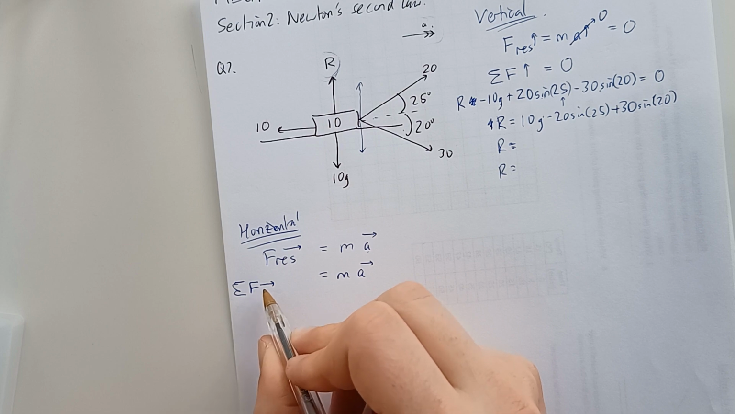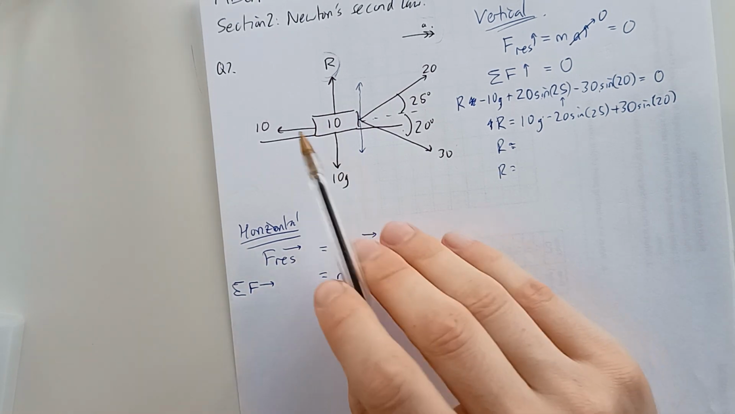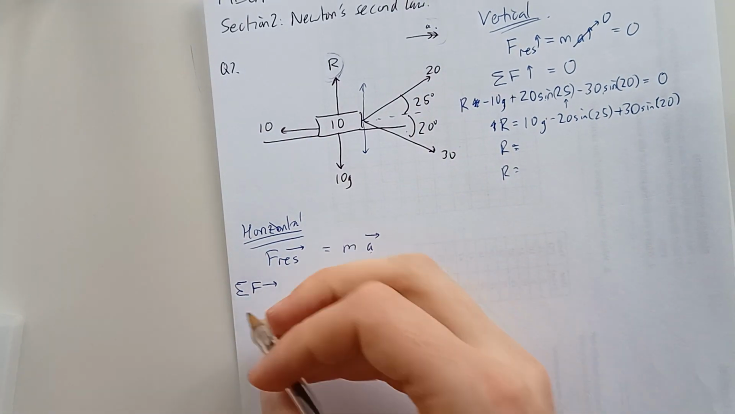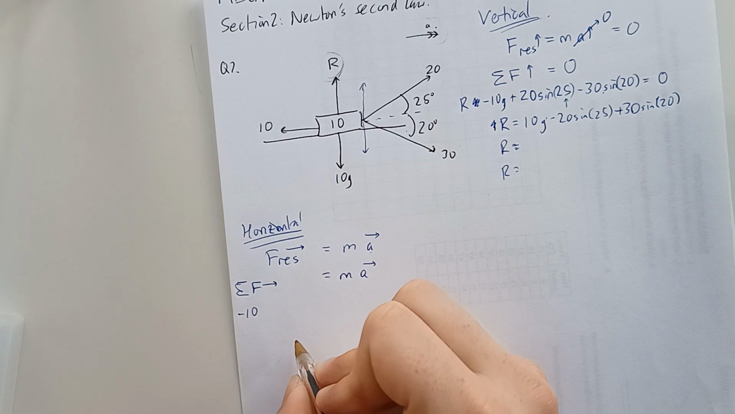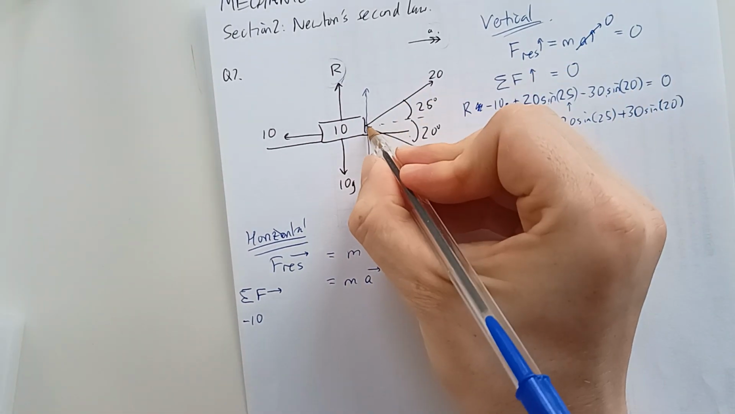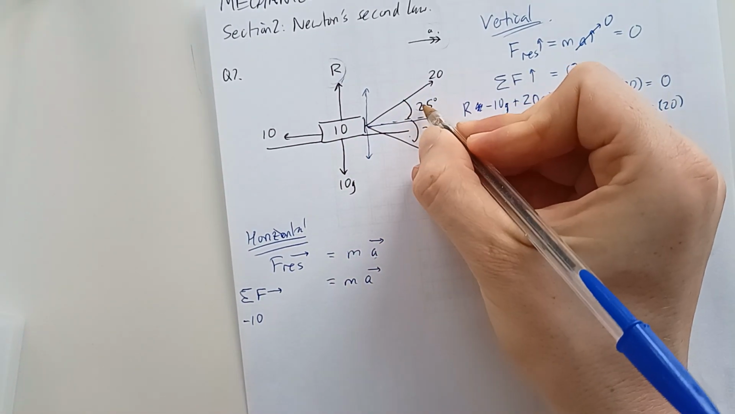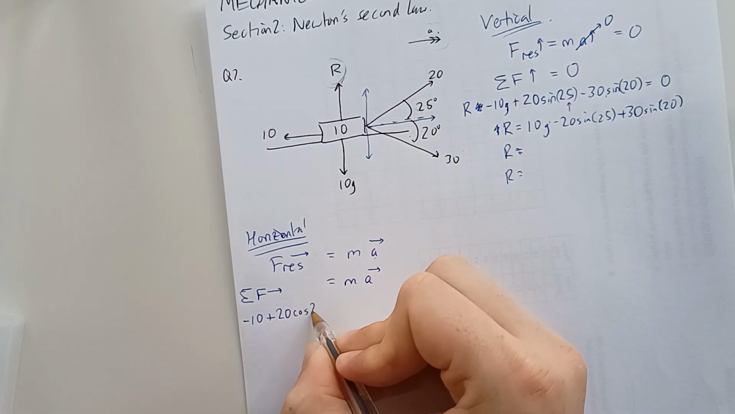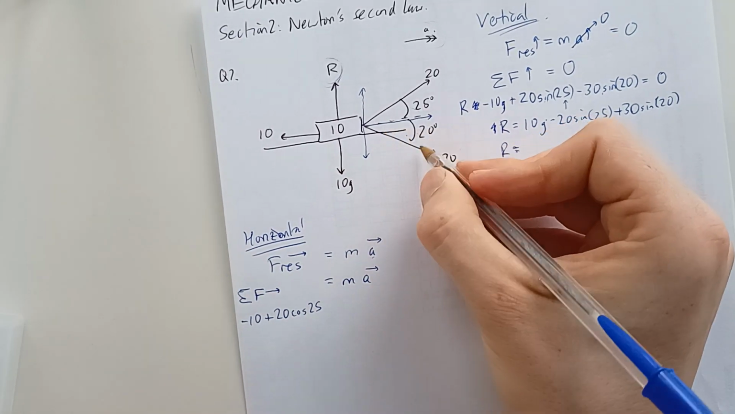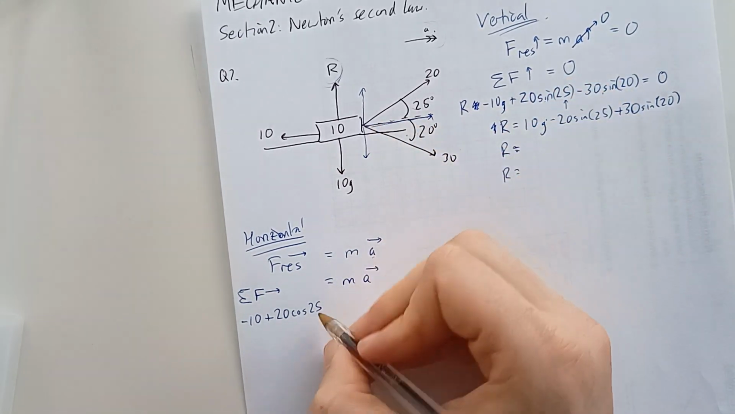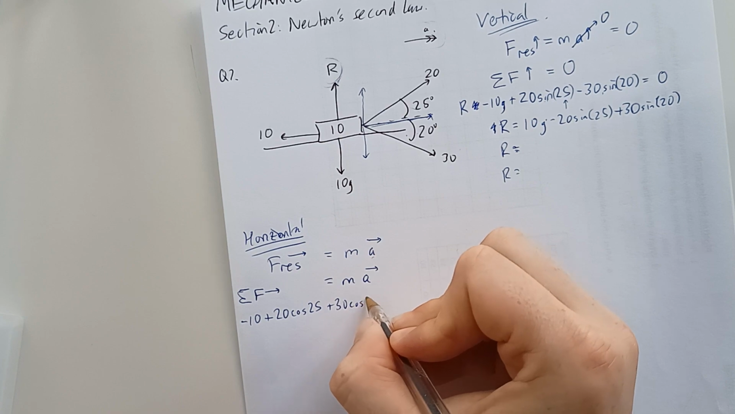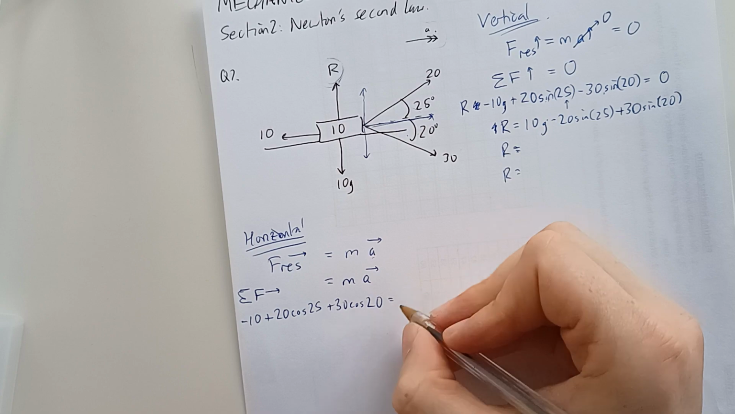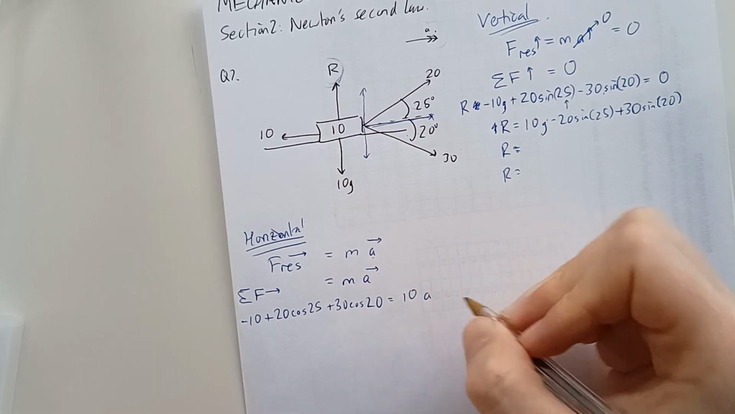Now, I need to find which forces have got horizontal components. That's this one, and this one. I'm going to start with this one because it's easy. Minus 10, done. Now this one, I want its horizontal component, which is adjacent to the angle. So plus 20 cos 25. This is adjacent to this angle here. So plus 30 cos 20. Make sure you get these paired correctly. Equals, and then that's going to be 10 A.